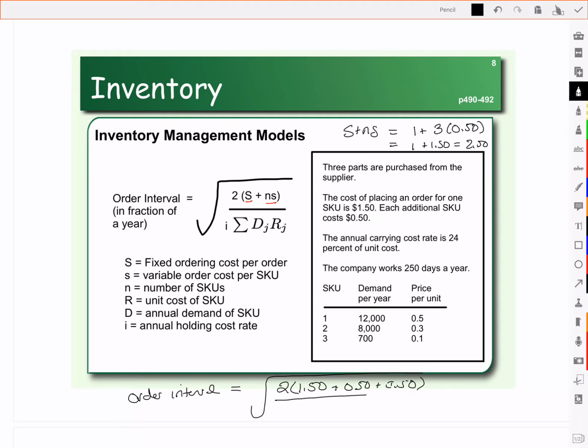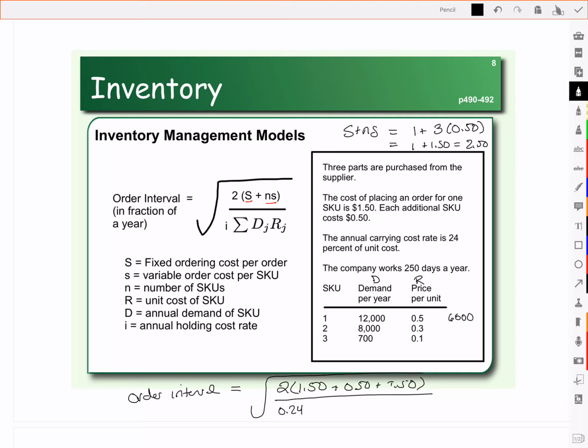Now, on the bottom of our formula, we have our annual carrying cost. That is 24% of the value of what we're ordering. So the sum of D times R, we need to figure out what that is. Well, if the demand for SKU 1 is 12,000 and the value of SKU 1 is 50 cents a piece, then D times R is going to be, well, 12,000 times 0.5, right? 6,000.